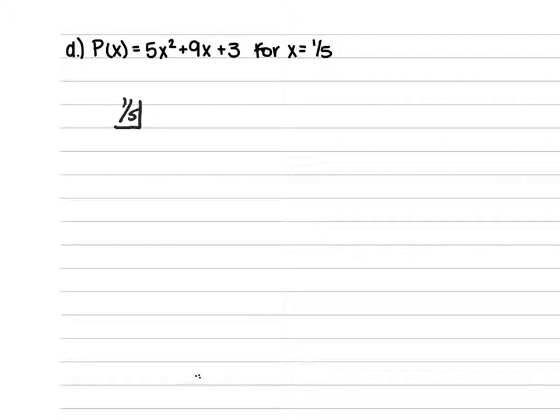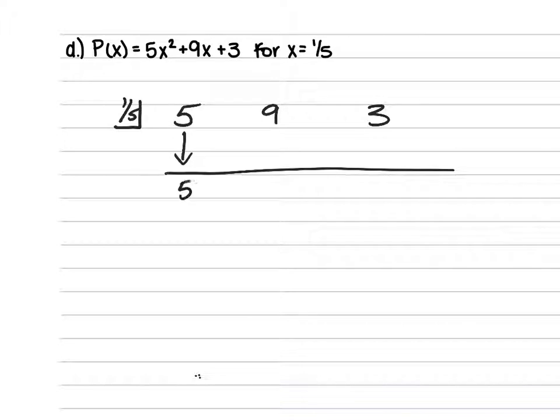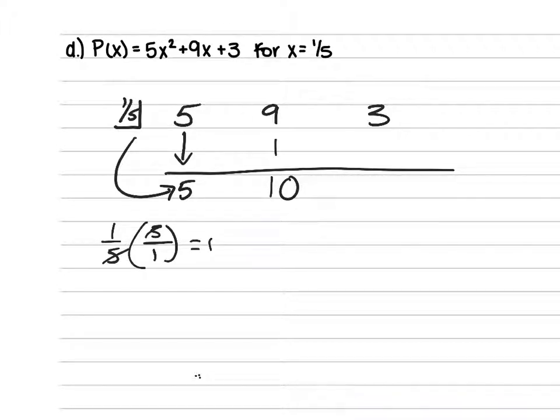Then you put 5, 9, 3. Then you bring down the 5 and multiply by 1/5, which is 1. 1/5 times 5, just in case you're like, what? Becomes just 1. Oh, sorry, 9 and 1 is 10. And then it's 2. That becomes 2.